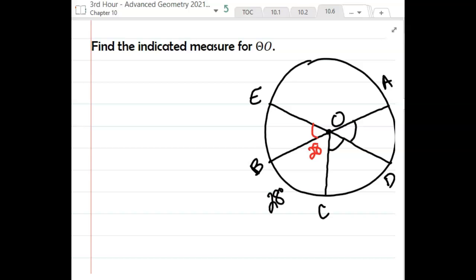So 180 minus that 28 degrees is going to give you 152. Those angles are congruent, so they're the same. So you take 152 divided by 2, you get 76. So actually, all of those are 76 because they're all congruent. Now I just need to find angle EOA.